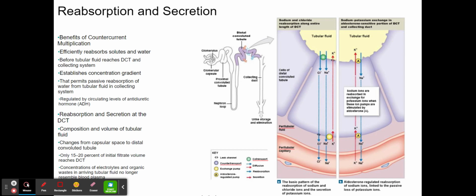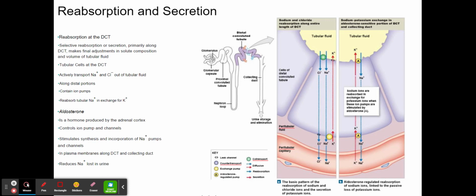As we've just seen, the composition and volume of tubular fluid changes dramatically as it flows from the capsular space to the distal convoluted tubule. Only 15 to 20% of the initial filtrate volume reaches the DCT. The concentration of electrolytes and organic waste in the arriving tubular fluid no longer resemble the concentrations in blood plasma. Selective reabsorption or secretion, primarily along the DCT, makes the final adjustments in the solute composition and the volume of the tubular fluid.